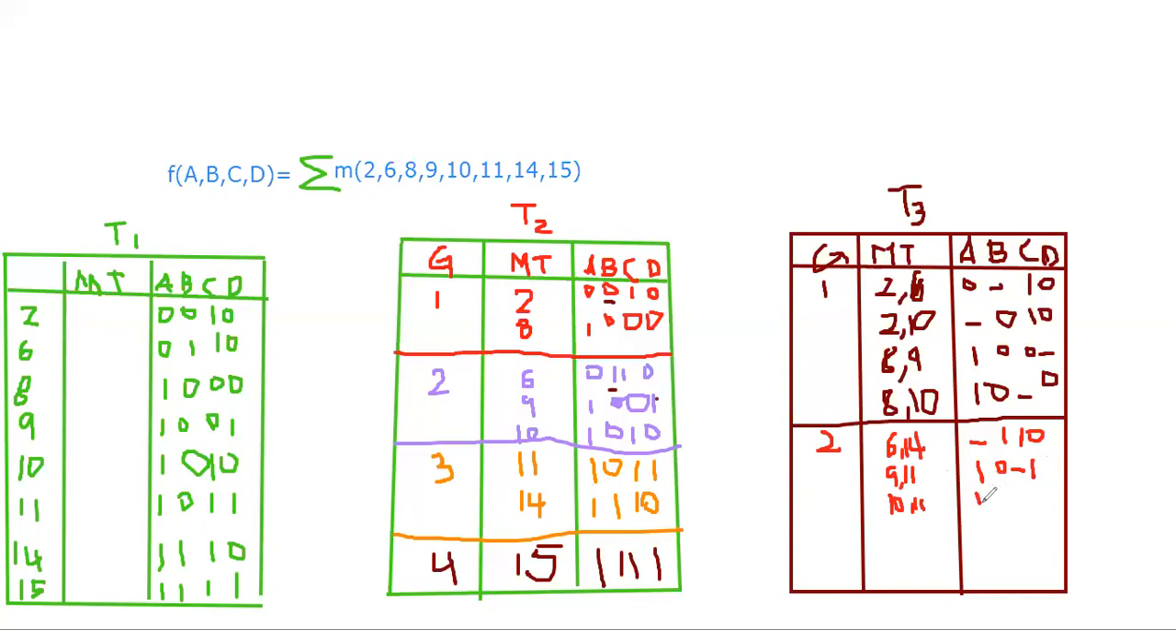1 0 1 0 1 dash. So now I'll compare 10 with 14. So there is one change in bit position B. So I'll group it with 10, 14. That is 1 dash 1 0. Okay, so this grouping is done.